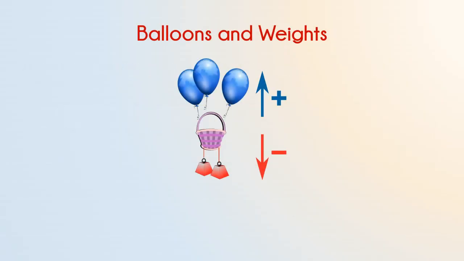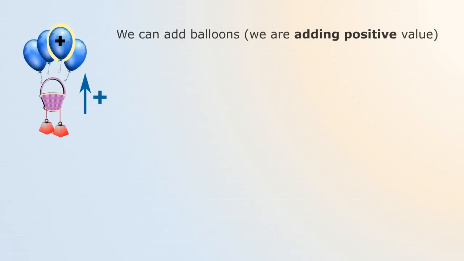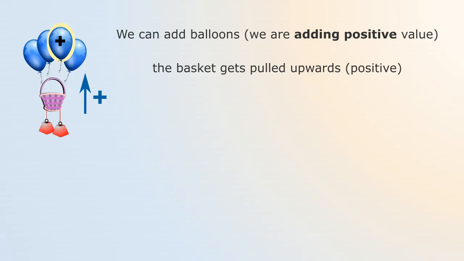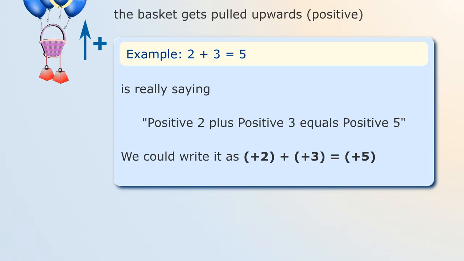Let us think about numbers as balloons and weights. The balloons pull up, positive, and the weights drag down, negative. We can add balloons. We are adding positive value. The basket gets pulled upwards, positive. Example, 2 plus 3 equals 5 is really saying positive 2 plus positive 3 equals positive 5. We could write it as plus 2 plus 3 equals plus 5.